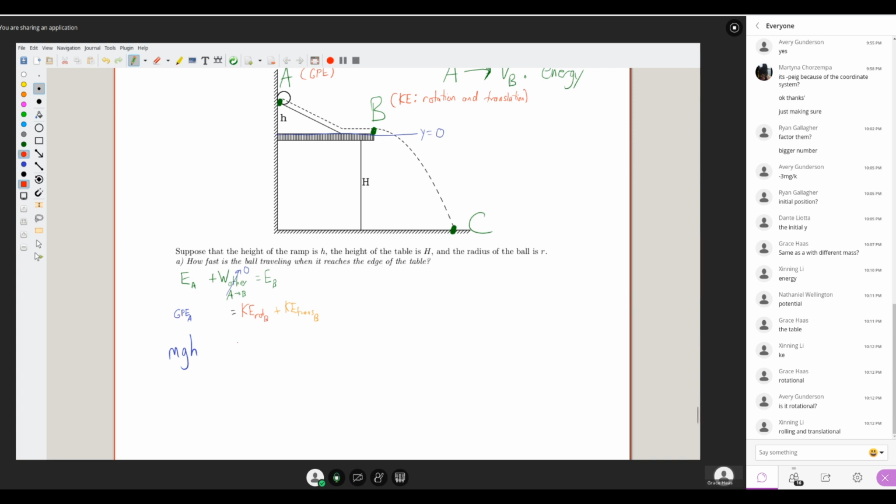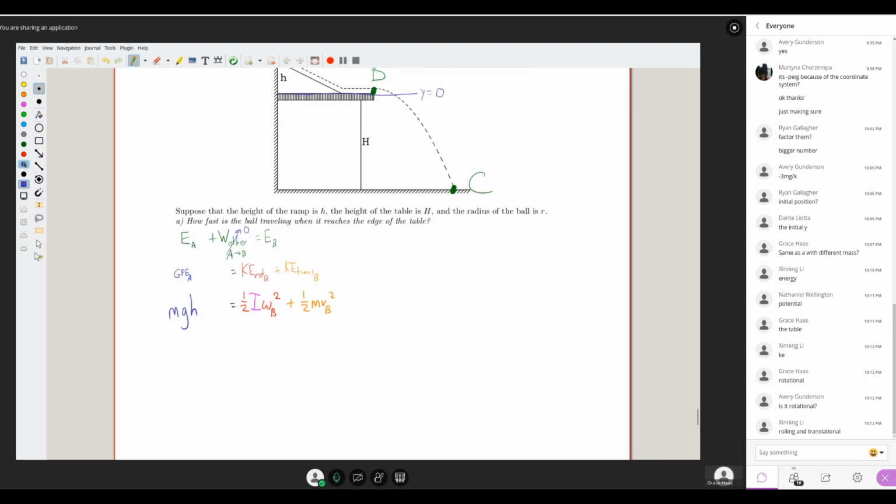Rotational kinetic energy at B is going to be 1/2 I omega B squared, and the translational kinetic energy is going to be 1/2 m vB squared. Okay, what do I do now? I can put in my moment of inertia. While I'm doing that, think about what the next step should be.